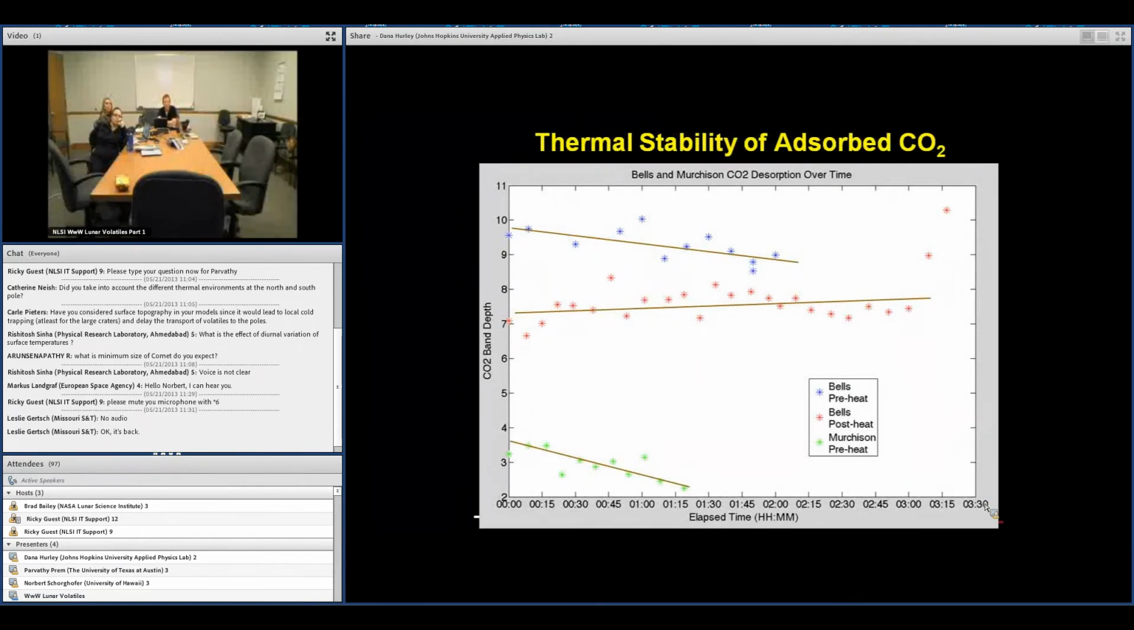Only one of them, though, appears to have it stable at 150 Kelvin. These experiments were done at 150 Kelvin, which is well above the sublimation point of CO2. And based off the shape of the absorption band, it is not CO2 ice either. We see that the Bell's meteorite appears to stably hold on to CO2. Quite interesting compared to Mercer's, and both of them are CM chondrites, or CM2s.